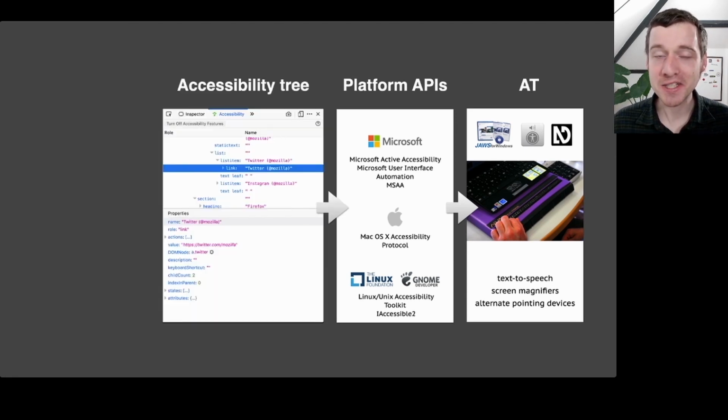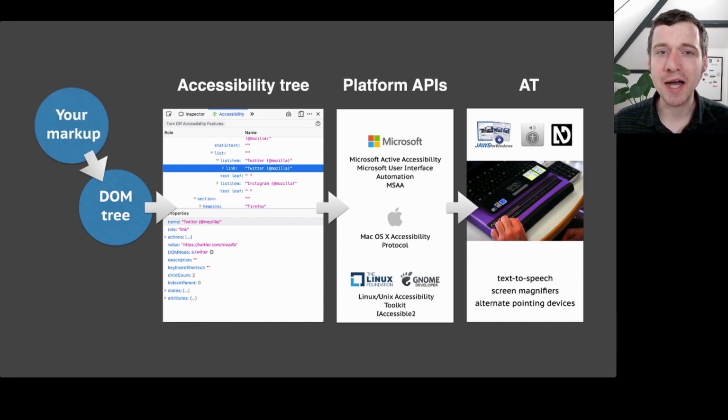Now, this is where the accessibility tree comes in. It has a representation of the website with all the accessibility info taken out. So this is what is going to inform the platform APIs about what's happening in a website. Now, as I said before, it is based directly on the DOM tree, which is based on our markup.